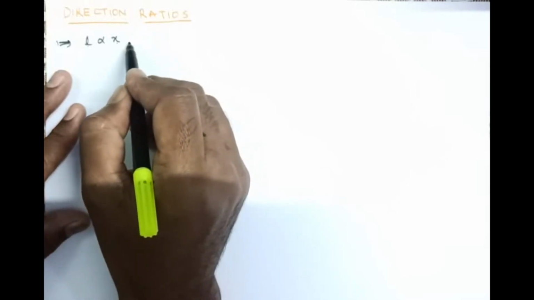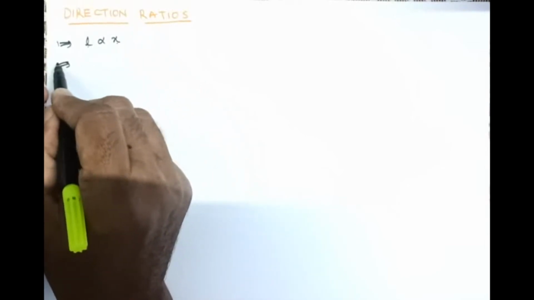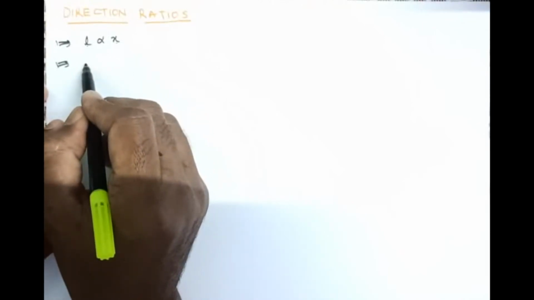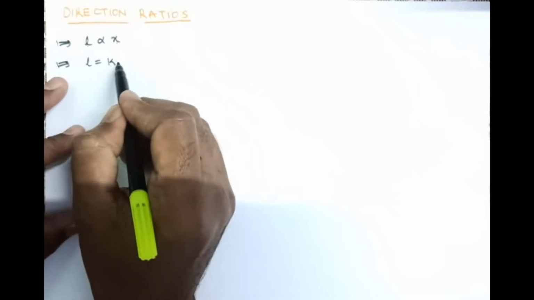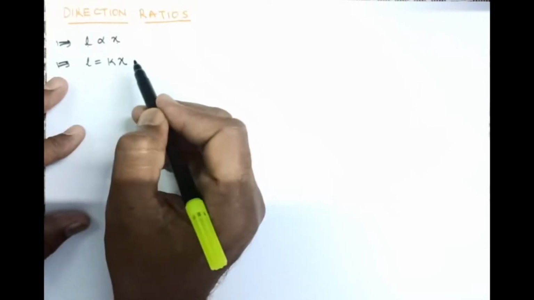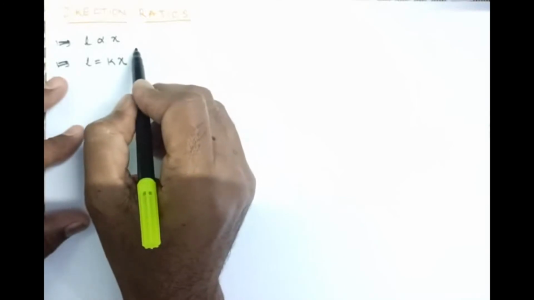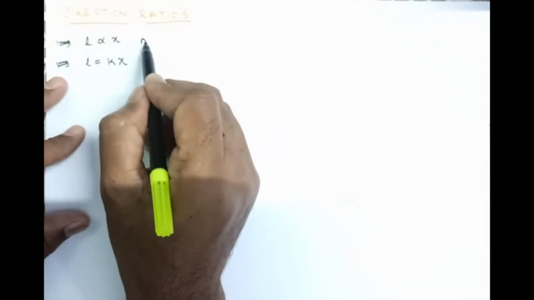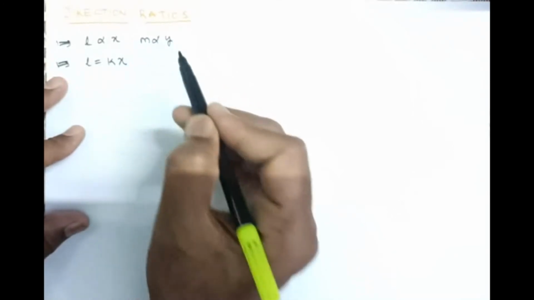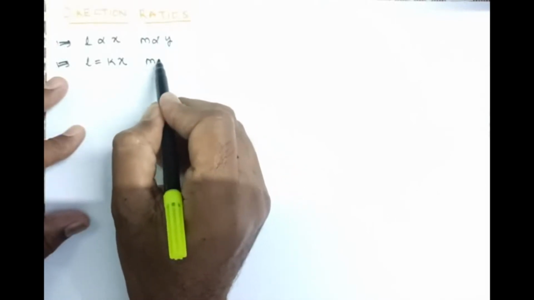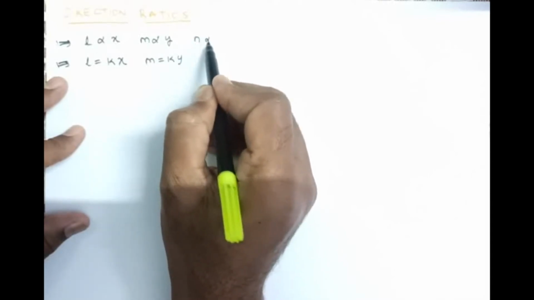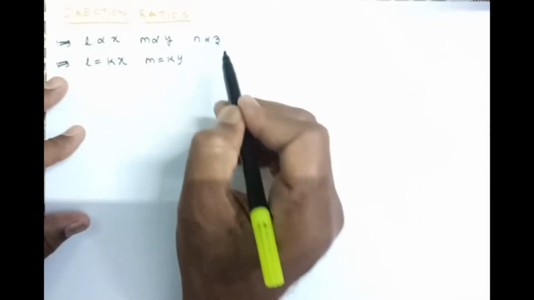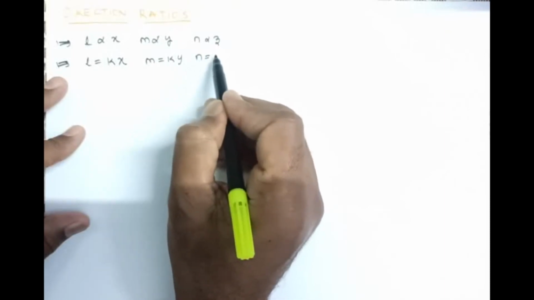So that is like this. Here L is proportional to x, meaning L is equal to some constant k into x. Like this we can take the other identities. M is proportional to some y, so M is equal to k into y, and N is proportional to some z, then N is equal to k into z.